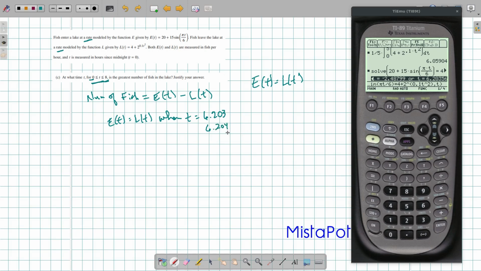And of course, keep in mind that this is time, so this is hours. So after this many hours, this is where I'm going to have the greatest number of fish. And again, remember, anytime they ask us a question, I need to answer it. This t equals 6.204 hours is where we have the greatest number of fish. Justifying my answer, that's where the number of fish entering equals the number of fish leaving. After that, this is a larger function. This is a smaller function. So that's part C.